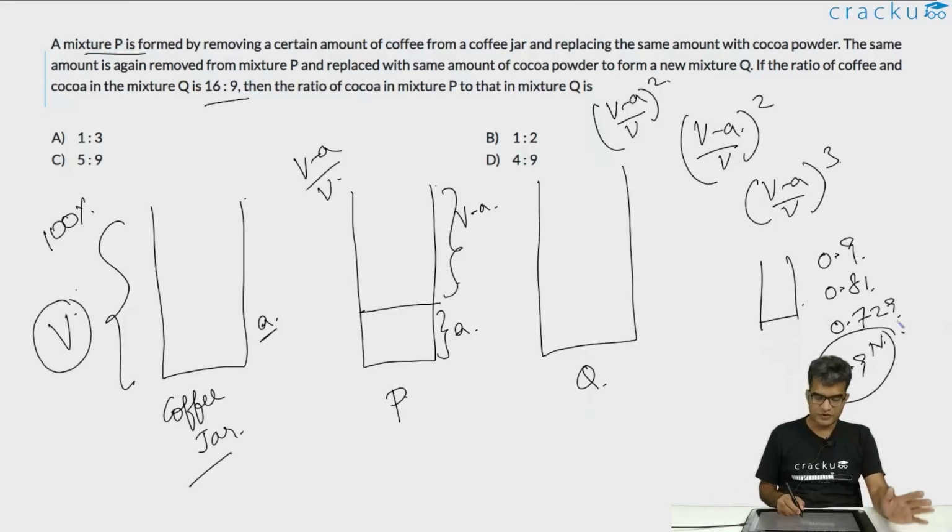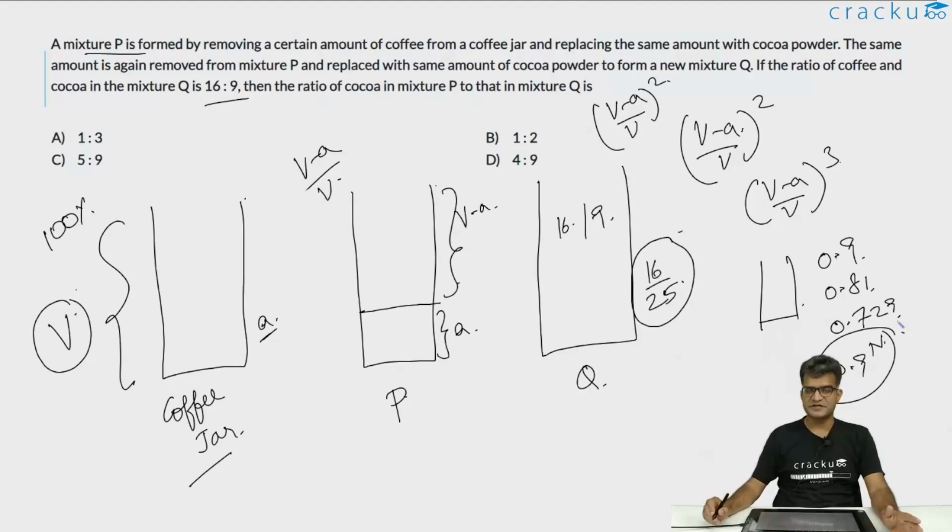Here what we are told is that the ratio of coffee to cocoa in mixture Q is 16:9. So the fraction of coffee is 16 divided by 25, which is 16 plus 9. This is the fraction of coffee in mixture Q. This would imply that the fraction of coffee in mixture P will be 4 by 5, which is basically the square root of 16 by 25.